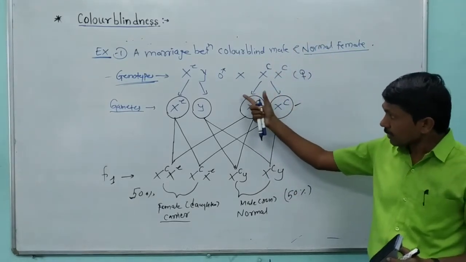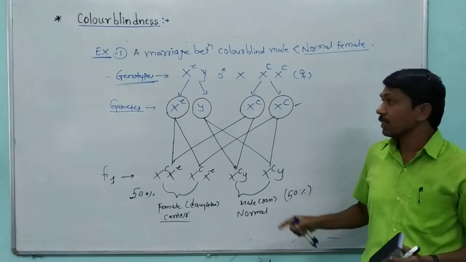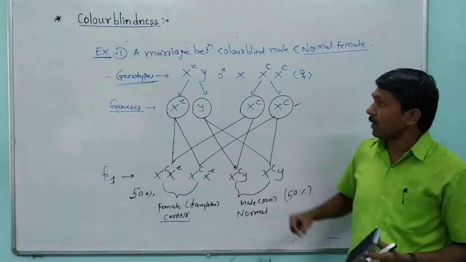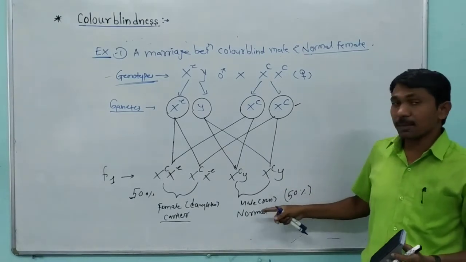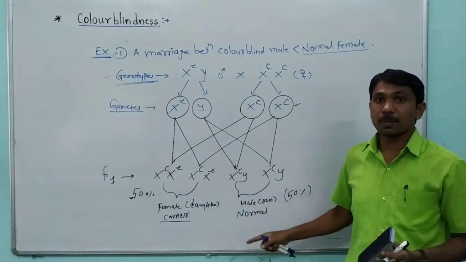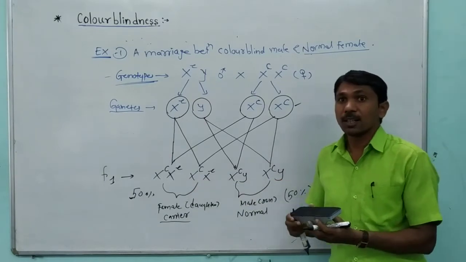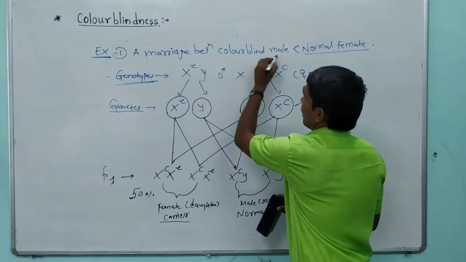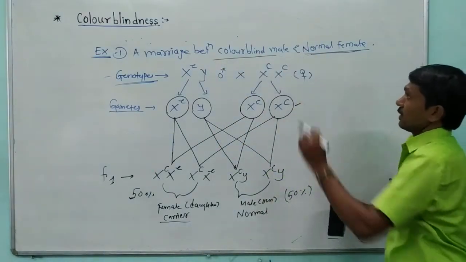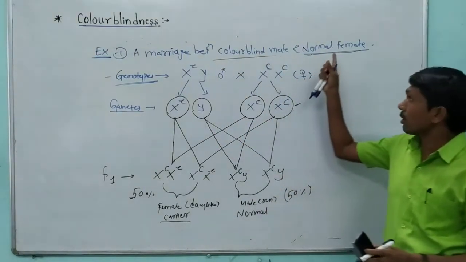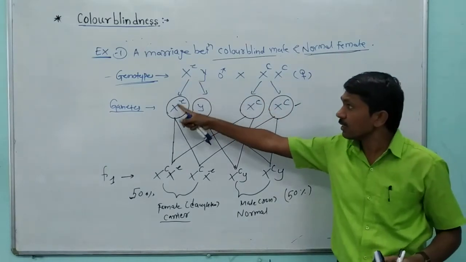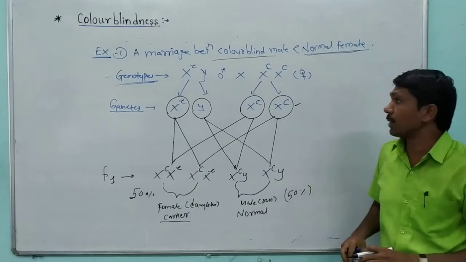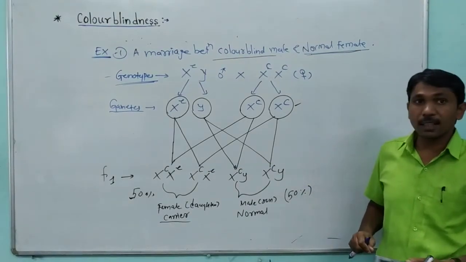So this is the first example of your class. In this example, you will get 50% of the offspring in the F1. Okay. So then this is the parental generation, colorblind male and normal female. Okay, those are the gametes and genotypes in gametes and F1. So let us talk about the second example of the colorblind trait.